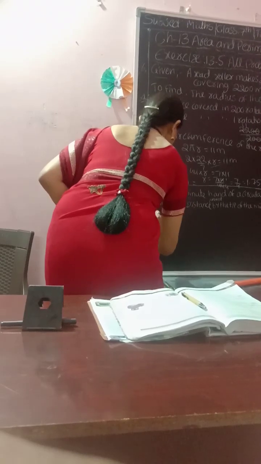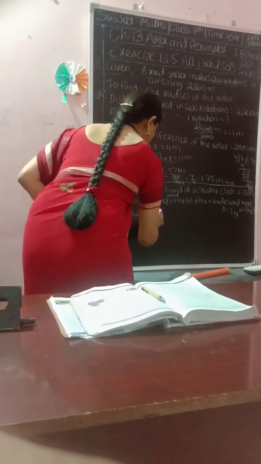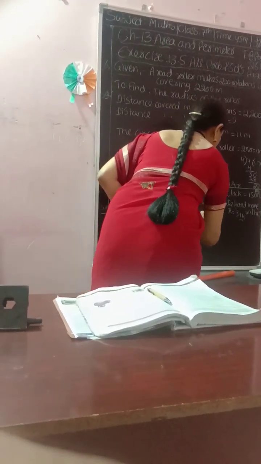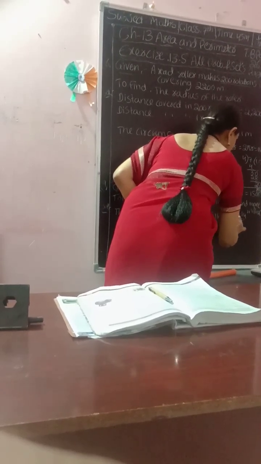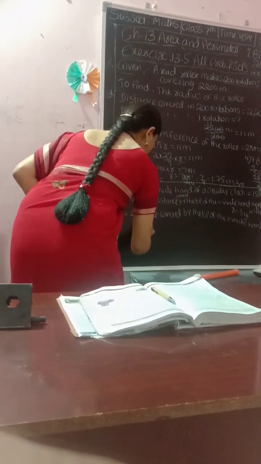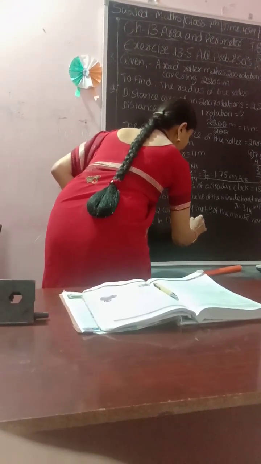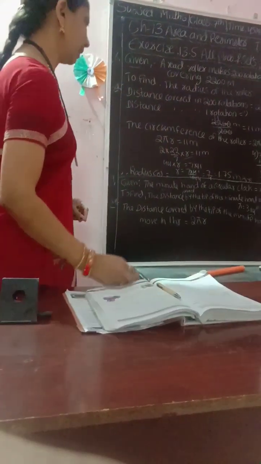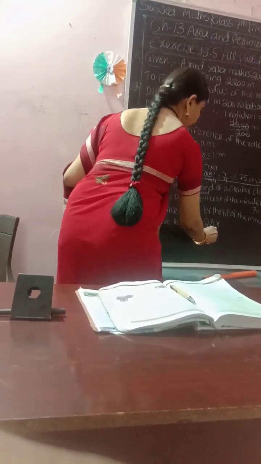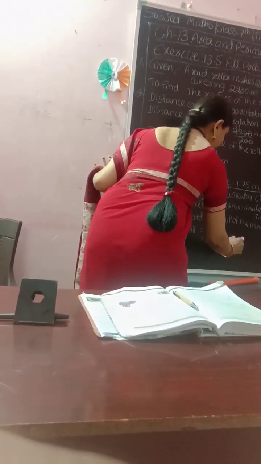The distance covered by the tip of the minute hand moving in 1 hour equals 2 pi r, the circumference. So it is 2 into pi, which is 3.14, into the length, which is 15.